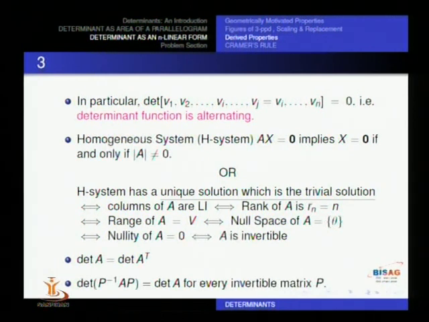Similarly, if P is an invertible matrix, then the determinant of P inverse AP is equal to determinant A, because of the property that determinant of AB is determinant of A into determinant of B. That property we have seen in the third or fourth screen. So basically the determinant is multiplicative. Determinant of A into B is determinant A into determinant of B. So likewise here, determinant of P inverse AP is determinant of P inverse into determinant A into determinant P. But determinant P inverse is 1 upon determinant P, and therefore that will cancel out with determinant of P, and so we'll only get determinant A here.